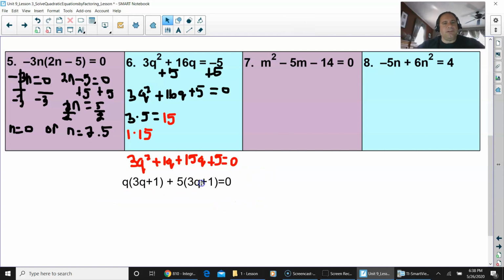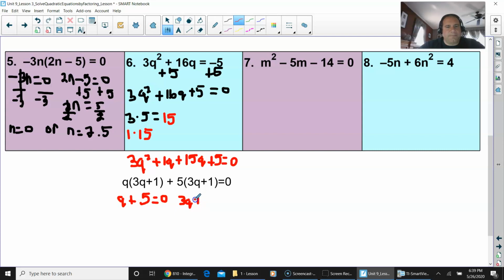All right, so make your equations now. q plus 5 equals 1. No, doesn't equal 1. It equals 0. And then 3q plus 1. That's where I got the 1 from, by the way. Equals 0. Go ahead and solve both of those.